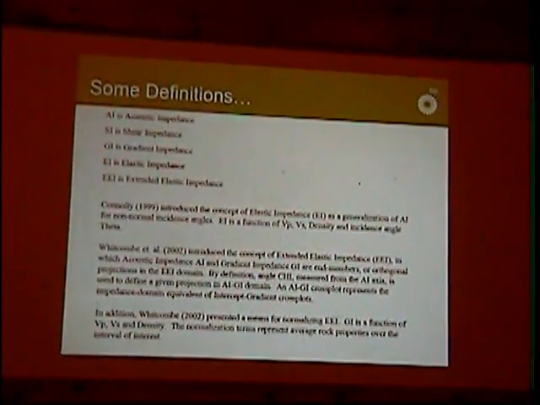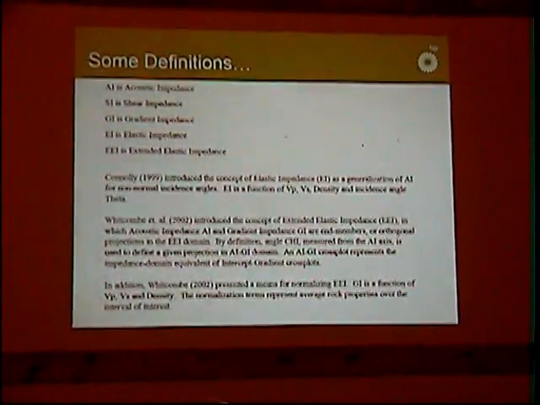Okay, some definitions before I go on. AI is acoustic impedance, everybody knows that one. SI is shear impedance, which is the product of the shear velocity and the density. Some of these terms were introduced, and I have some of the references on here, by several colleagues at BP in the technology group. And GI is gradient impedance, and I'll explain these a little bit more as I go.